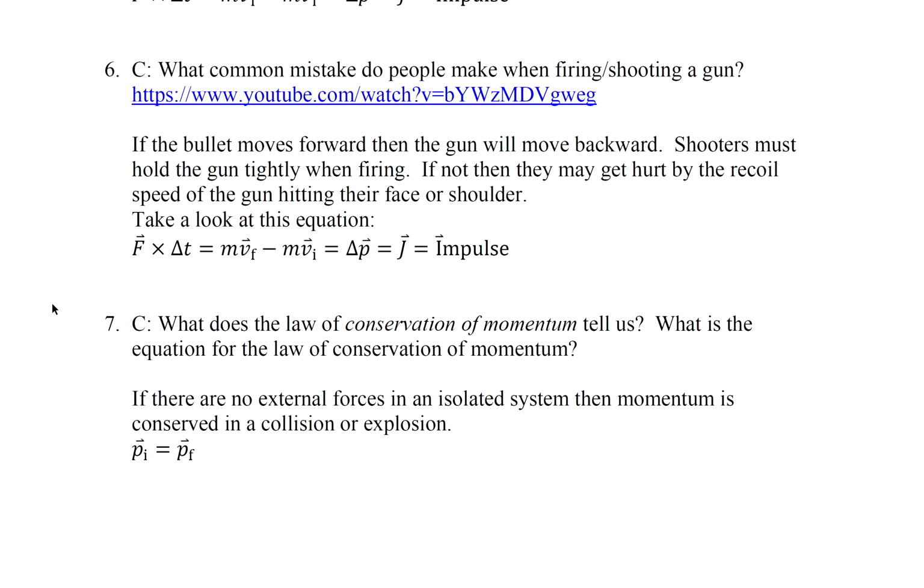Question 6. What common mistake do people make when firing or shooting a gun? So, Newton's third law of motion. Bullet moves forward, gun moves backward. So shooters must hold the gun tightly when firing. So many times people do not hold the gun very tightly. So please do watch this video on YouTube. It's quite funny.